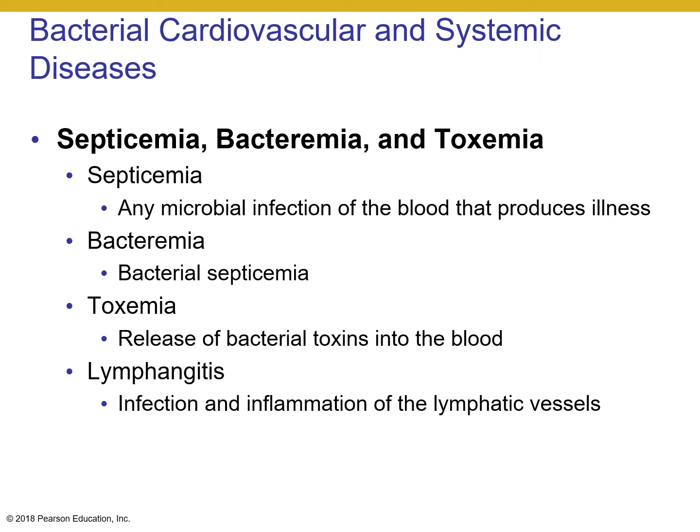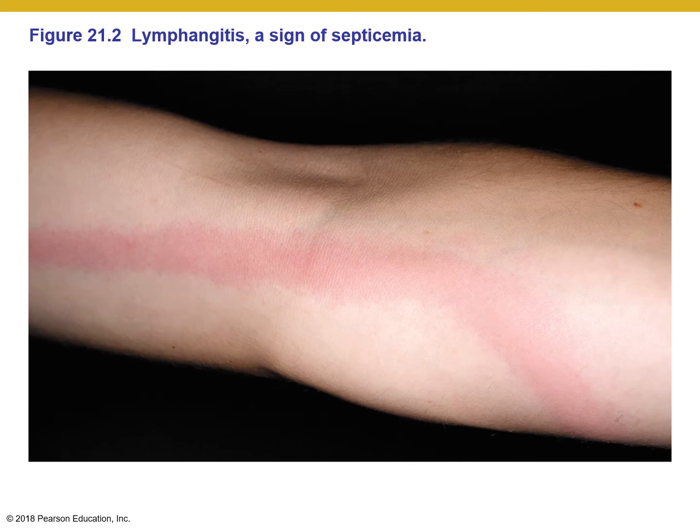And then last we have lymphangitis. Itis is inflammation. Lymph we know as the lymph system. So here we have a bacterial, viral, fungal, some kind of microbial infection that's causing inflammation in the lymphatic vessels. So we look here at this picture and you can see this red stripe is lymphangitis. So this is an inflamed lymph vessel along the arm. And it is highly indicative of some kind of septicemia.